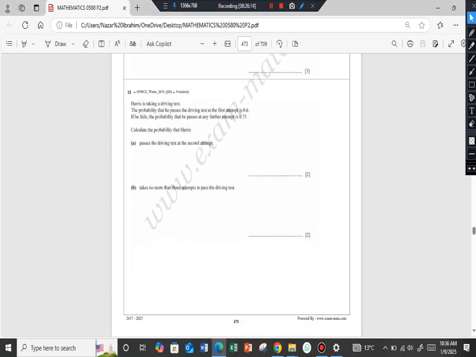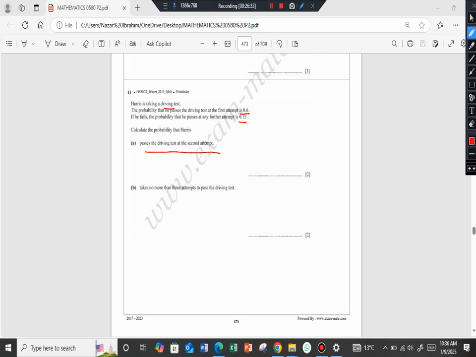Question number 11. Harris is taking a driving test. The probability that he passes the driving test at the first attempt is 0.6. If he fails, the probability that he passes at any further attempt is 0.75. Calculate the probability that Harris passes the driving test at the second attempt.